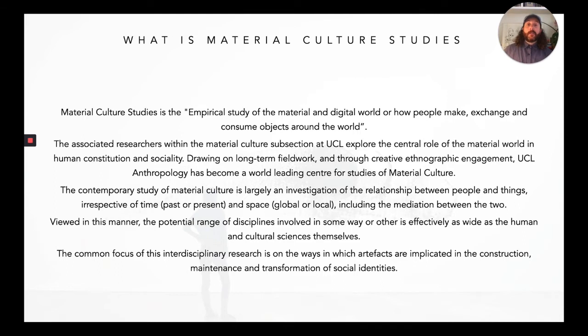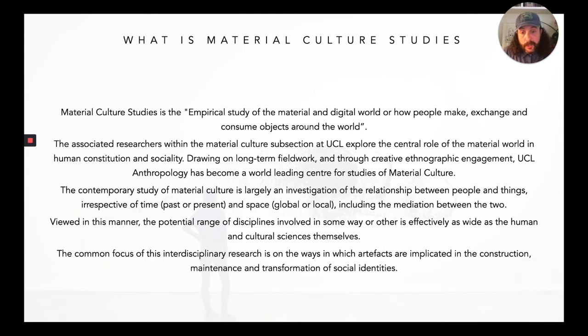Drawing on long-term fieldwork, which we will undertake, and through a creative ethnographic engagement, UCL Anthropology has become a world-leading centre for the studies of material culture, probably the leading centre. So the contemporary study of material culture is an investigation of the relationship between people and things, irrespective of time, past or present, and space, global or local, including the mediation between the two. So the potential range of disciplines involved within material culture studies is effectively as wide as the human and cultural sciences themselves. And that's why we have such a huge breadth of different specialities within the subsection.